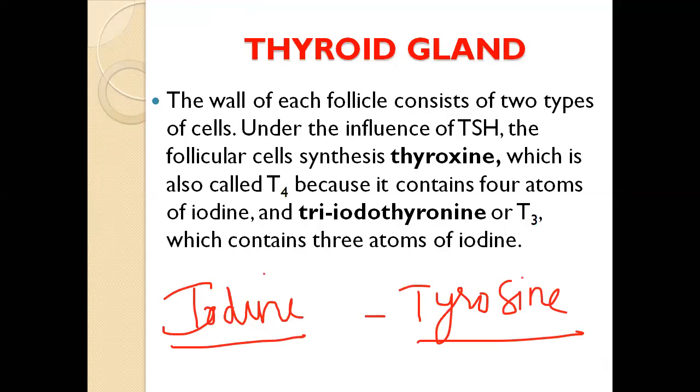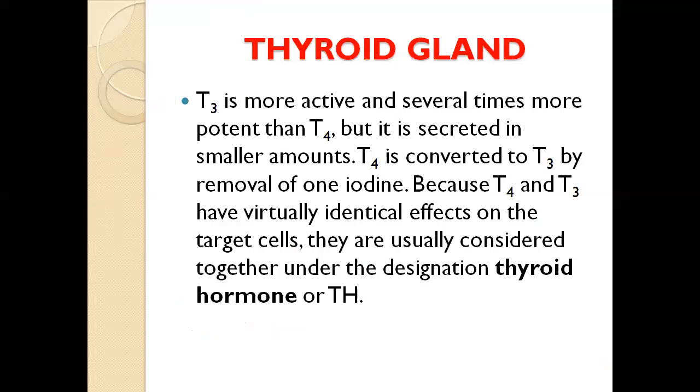So the combination of iodine and tyrosine can make T3, triiodothyronine, or T4, tetraiodothyronine. T3, triiodothyronine, is more active and several times more potent than T4, but it is secreted in small amounts. T4 is converted into T3 by removal of one iodine. That means T4 needs to be converted to T3. T3 is very active, that you need to remember.